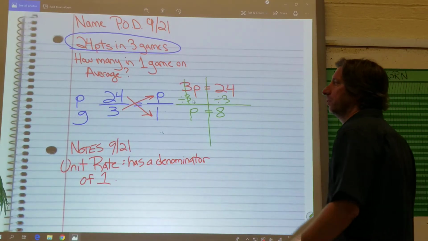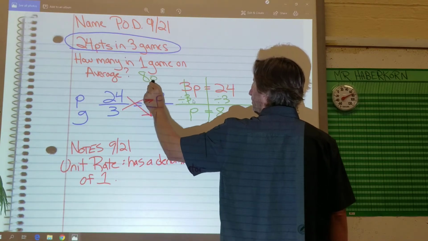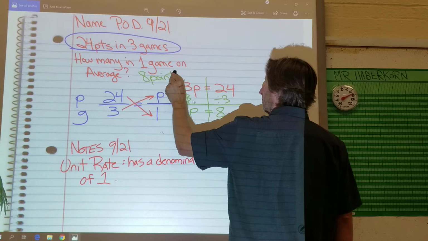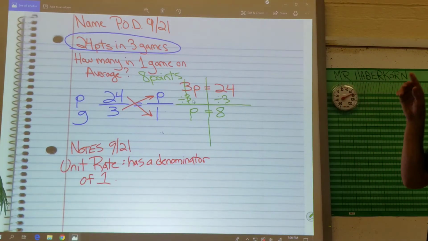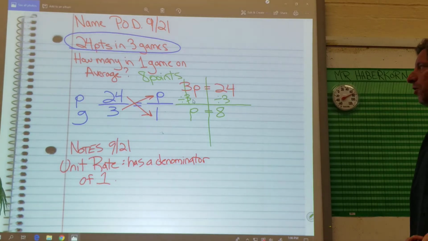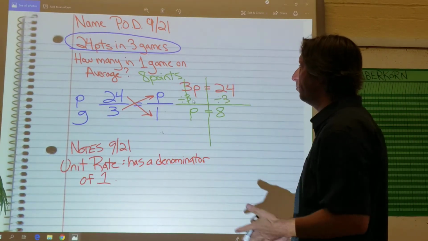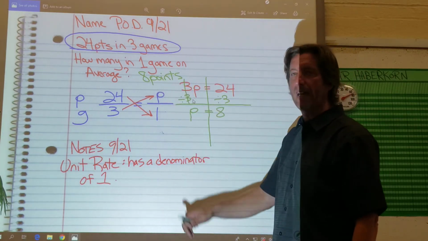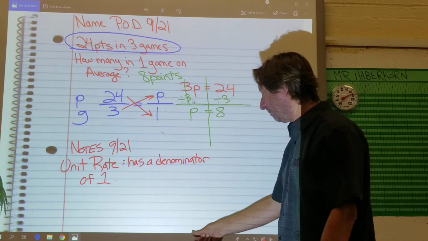So, how many points did we get in one game? About 8 points, right? And we know it's points because it says P right there. Points equals 8. It could be a basketball game. Maybe Mr. Habercorn played 3 basketball games. He got 24 points. We want to know how many points he got per game. On average, it's about 8 points per game.